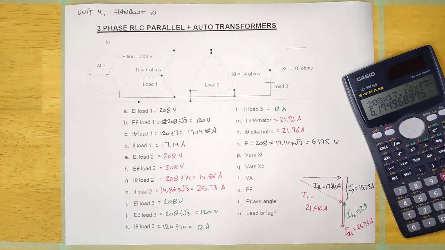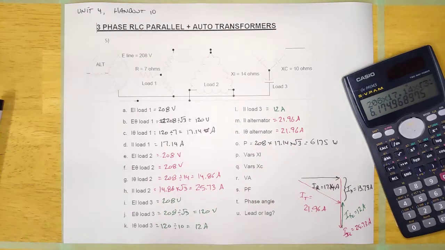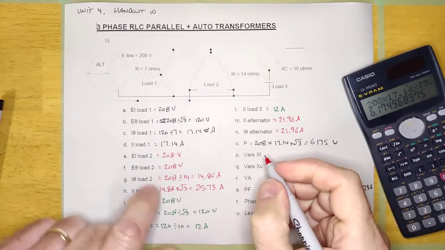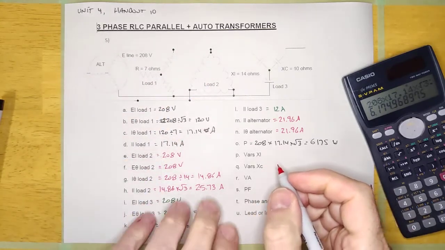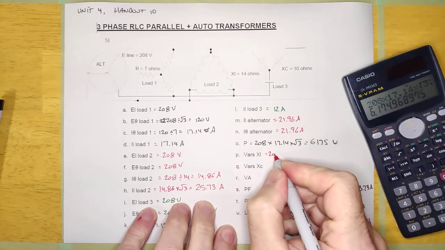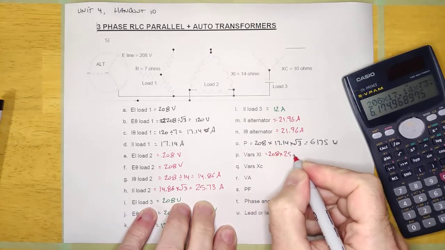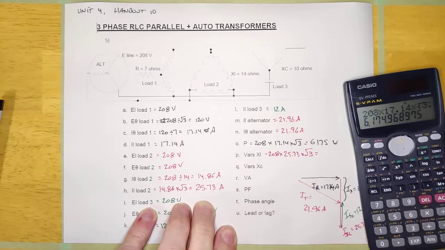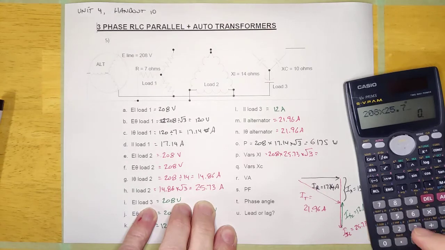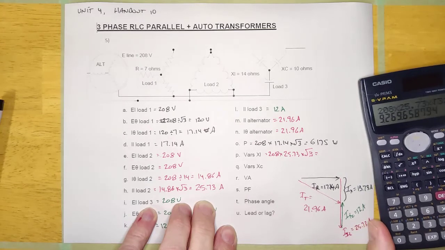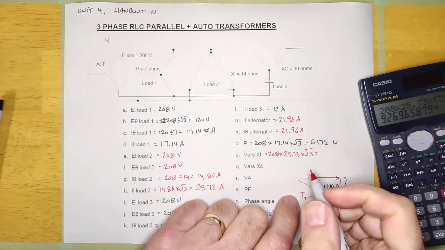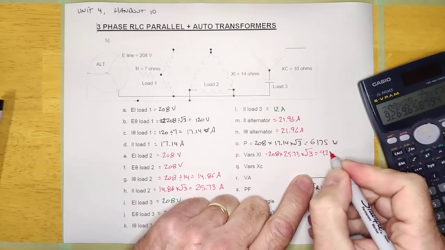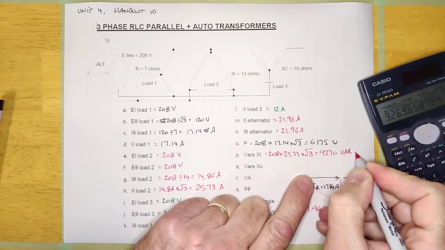Okay, guys? And we'll do load 2 here, because this is the inductor load. It's also going to be the line voltage times the line current times root 3 for that load. So it's going to be 208 times 25.73 times root 3, because it's three-phase. 208 times 25.73 times root 3 equals 9,270 vars.